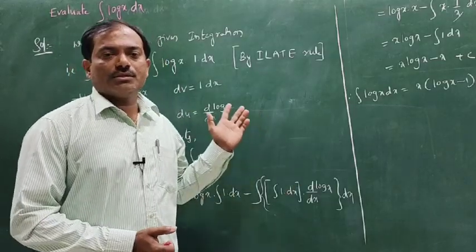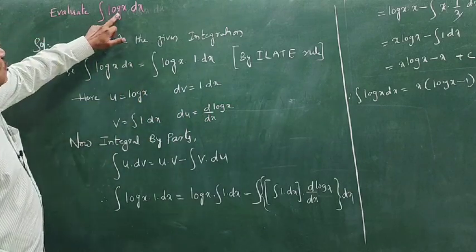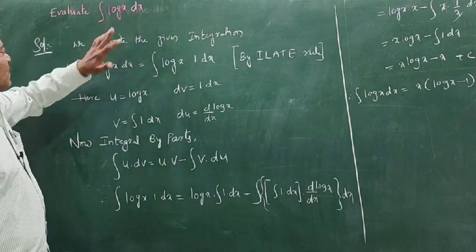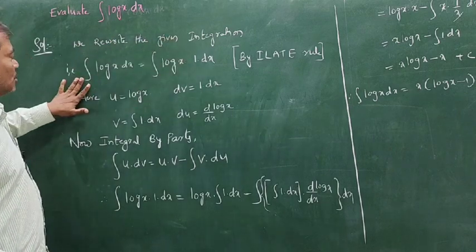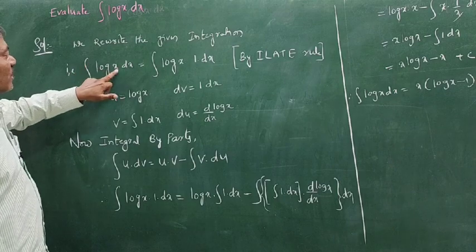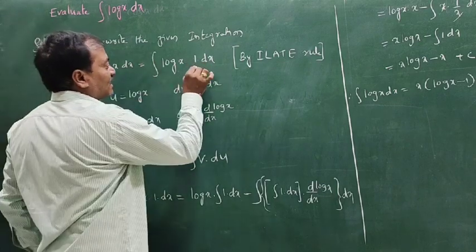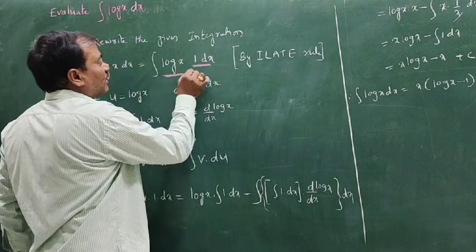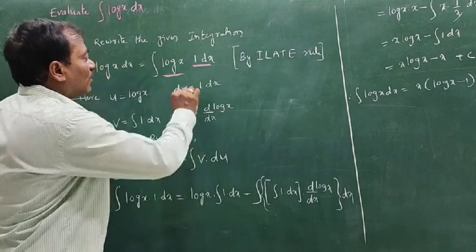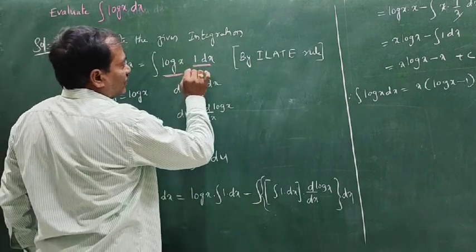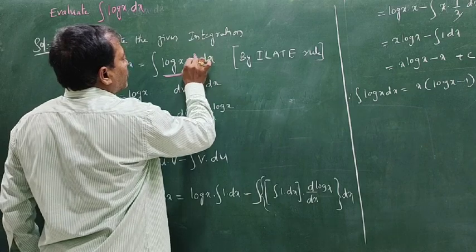Yes students, now this is one more important example. Evaluate integral log x dx. Now we rewrite the given integration in this form: integral log x dx equals integral log x into 1 dx. For our convenience, we write 1 dx. So by the ILATE method, 1 is nothing but x to the power of 0, so we write x to the power of 0, no problem.